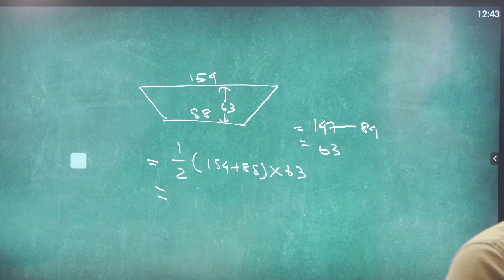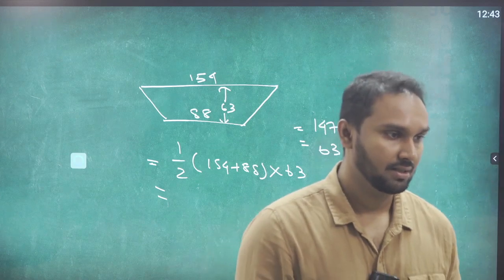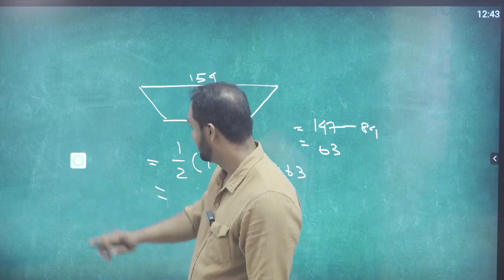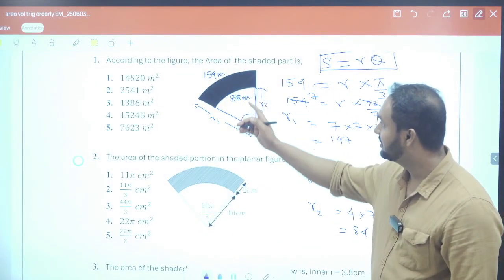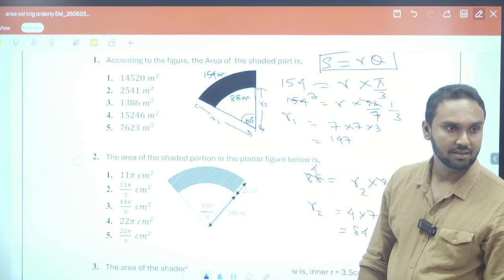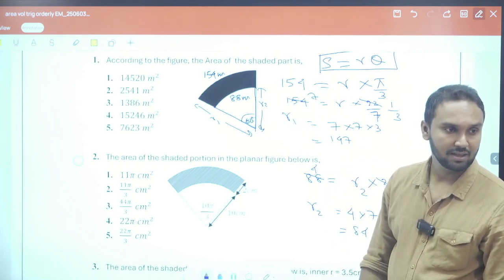Yes, it's asking for the shaded area. Bro, now listen. The question is asking for the shaded area. There isn't even an equation for that shaded area. There are only the equations for the radius.